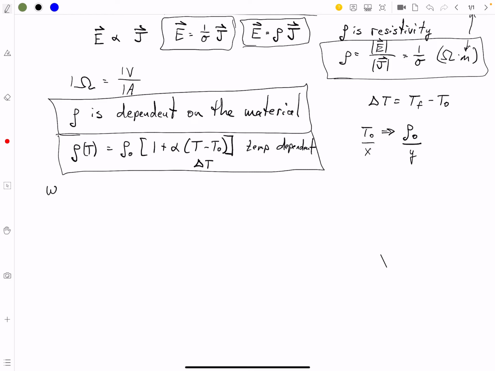So what is resistance with respect to resistivity? Oh, with respect to, I'm being redundant. Not for the first time. What is resistance with respect to resistivity?